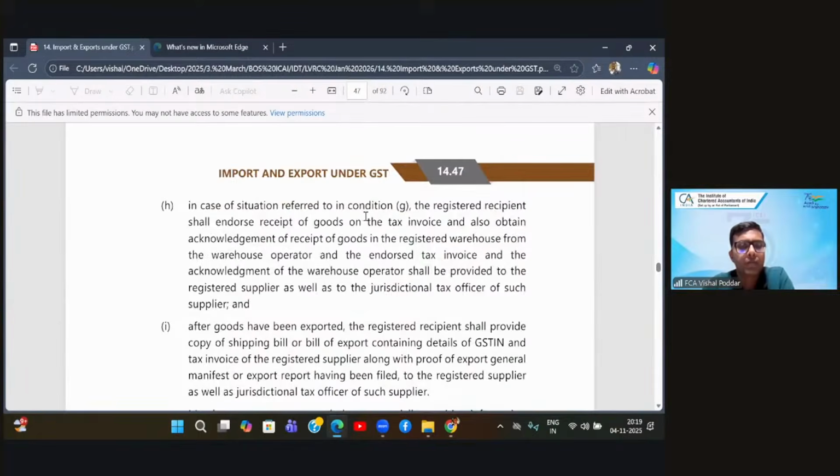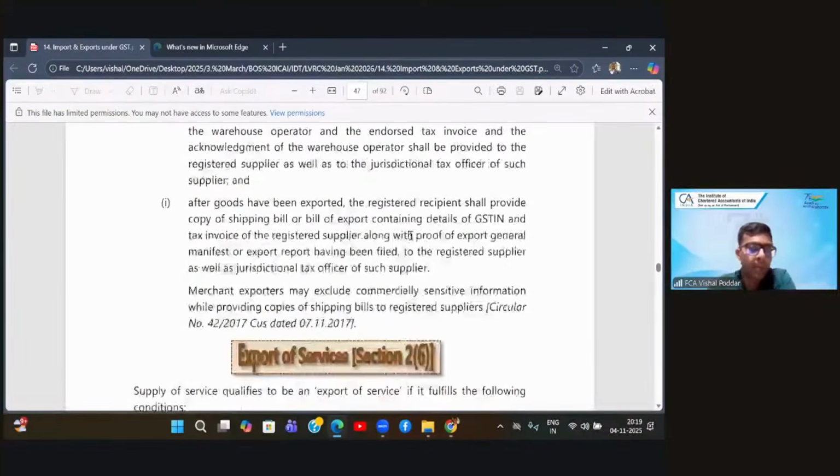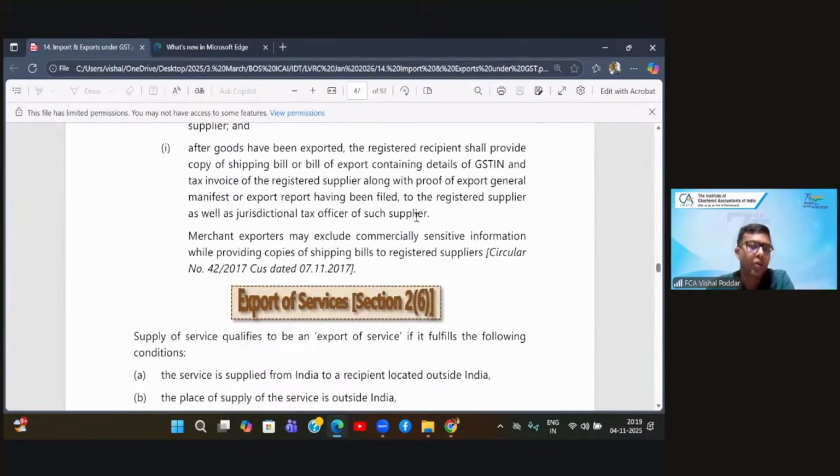In the situation referred to above, that is when I am aggregating, I shall endorse the receipt of goods on the tax invoice and also obtain acknowledgement of receipt of goods in the registered warehouse from the warehouse operator, and the endorsed tax invoice and the acknowledgement of the warehouse operator shall be provided to you as well as your jurisdictional officer. Now, after these goods have been exported, I shall provide the copy of the shipping bill or bill of export containing my GSTN and also your GSTN, including the details of the tax invoice, along with the proof of export, the general manifest, that is, that the goods are exported, to you as well as your officer.